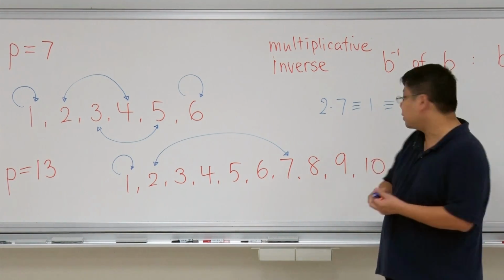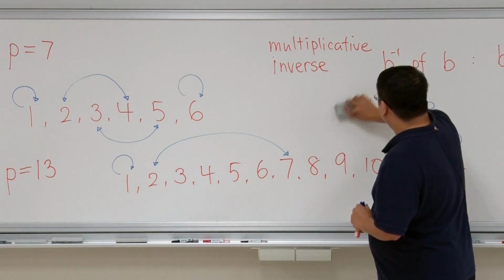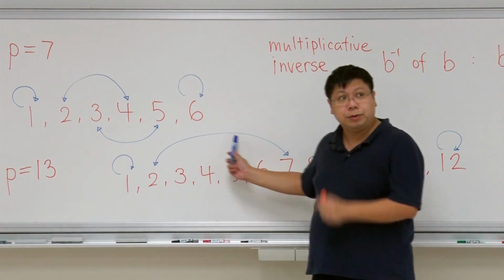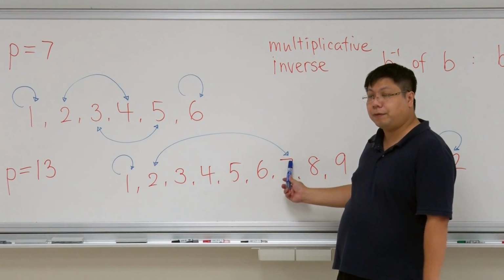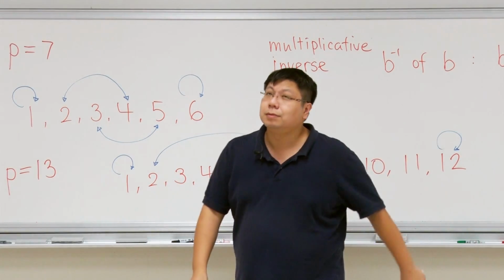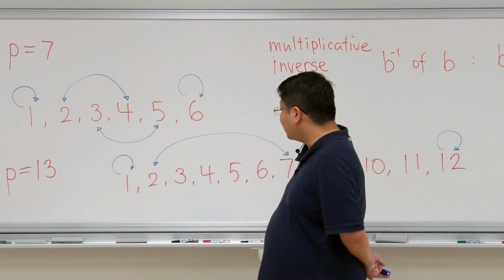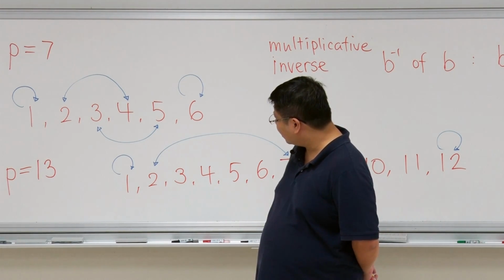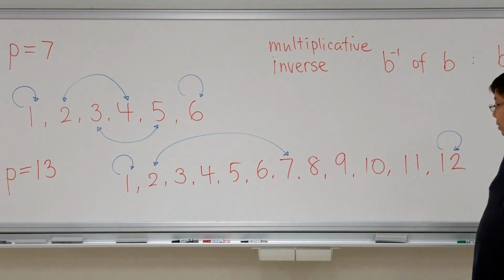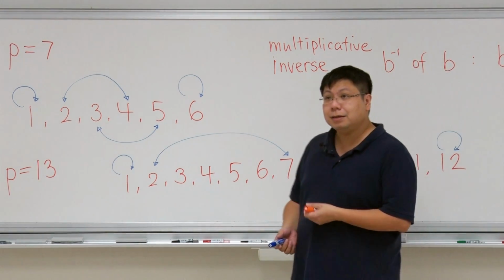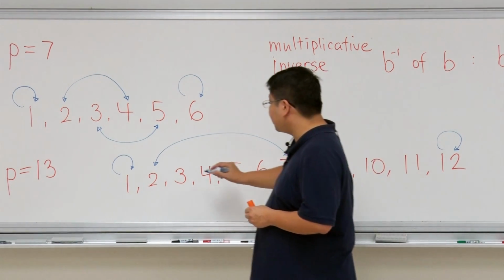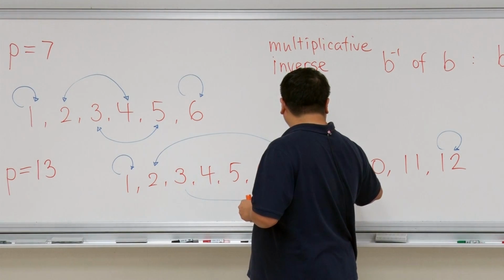Is that okay? Good. So if 2 has an inverse, it is unique. And then 7 will map back to 2. Okay? How about 3? 3 times what? 13, 26. Oh, 3 times 9. Is it? 3 times 9 is equal to 27. And it is a multiple of 13 plus 1. So 3 and 9 form a pair.